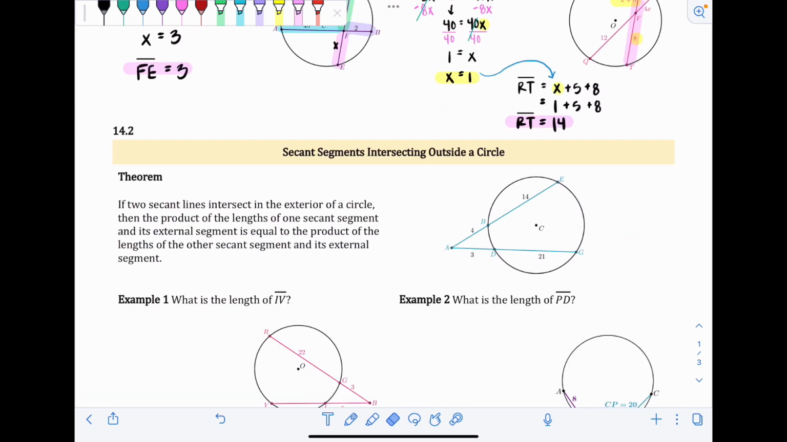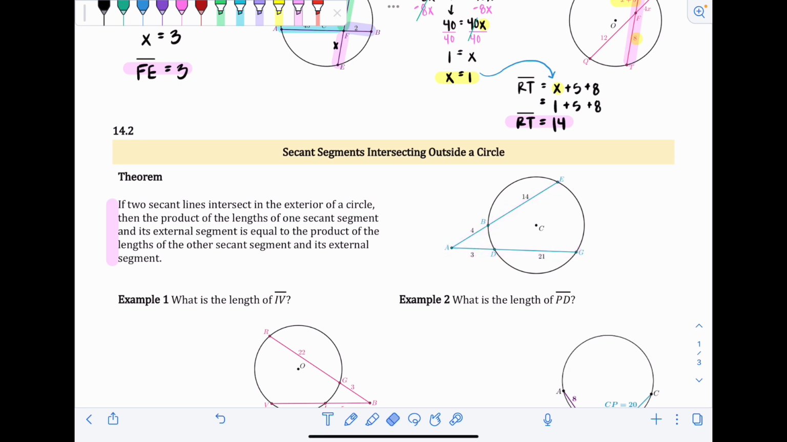Moving on to 14.2, the title is Secant Segments Intersecting Outside a Circle, which sounds like a tongue twister to me. But a secant segment or a secant line of a circle is a line that intersects the circle at 2 points. So the theorem: if 2 secant lines intersect in the exterior of the circle, so you can see that on the graphic, between A to E and G to A, then the product of the lengths of one secant segment and its external segment is equal to the product of the lengths of the other secant segment and its external segment. I know it feels like a lot, but we'll use the picture to pull that all together and make a little more sense of it.